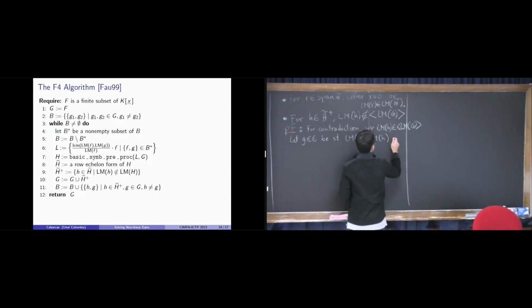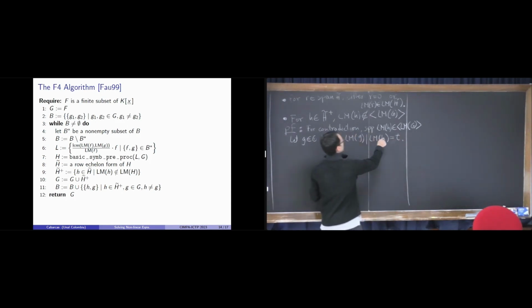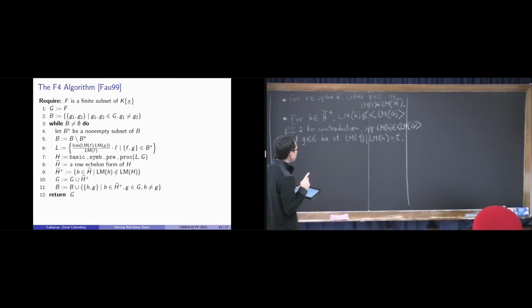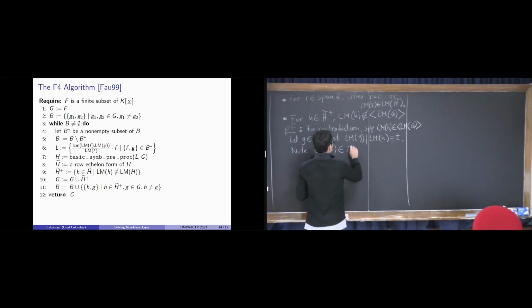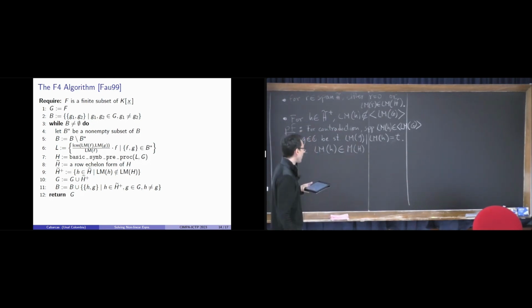Let me call the leading monomial of H, T, so that I don't have to write Lm of H all the time. Now, note that the leading monomial of H is a monomial in H. So I'm going to write here M of H, meaning this is the set of all monomials that happen on some polynomial in H. So the leading monomial of H is one of the monomials in H, right?